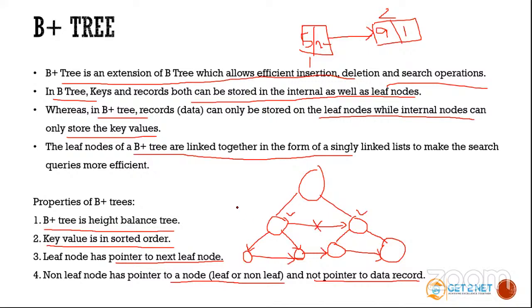Nothing else is there. In the B tree, what you are doing, the same is done in the B plus tree, but in the B plus tree the leaf nodes are connected to each other. That is the reason we can search easily. Clear? Any doubt? We will see one example, then all these doubts will be cleared. Till now, are you clear with these properties?